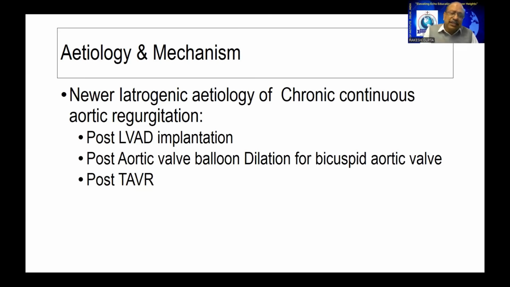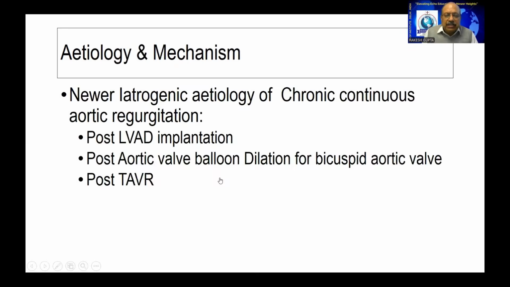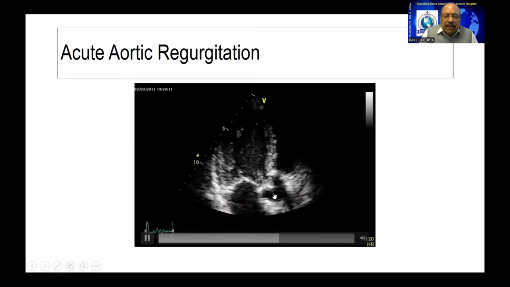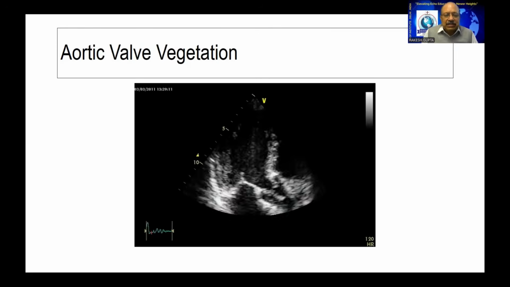Then another thing which has come up in our circumstances is newer iatrogenic etiology of chronic continuous aortic regurgitation. Post-LVAD, post-aortic valve balloon dilatation for bicuspid aortic valve, post-TAVR. These are quite commonly seen. Let me show you examples first. This patient has infective endocarditis of the aortic valve leaflets and will present with what? Acute inflammation will always present with regurgitations.